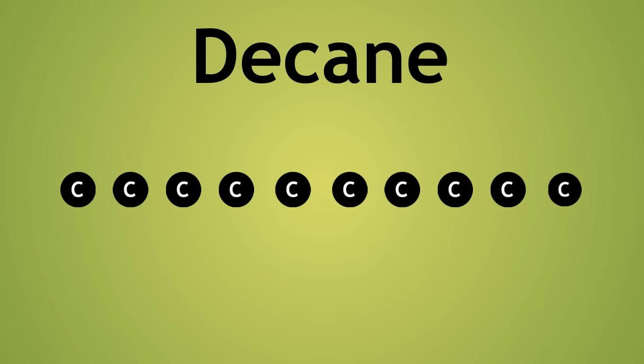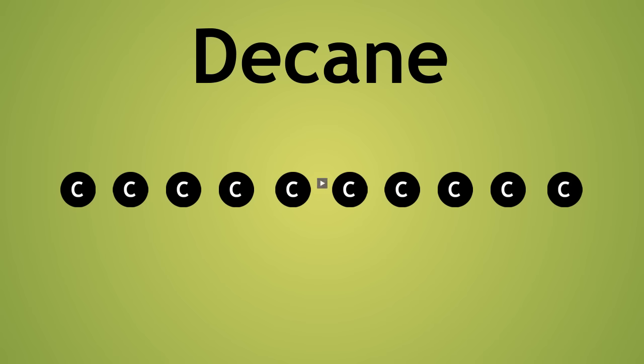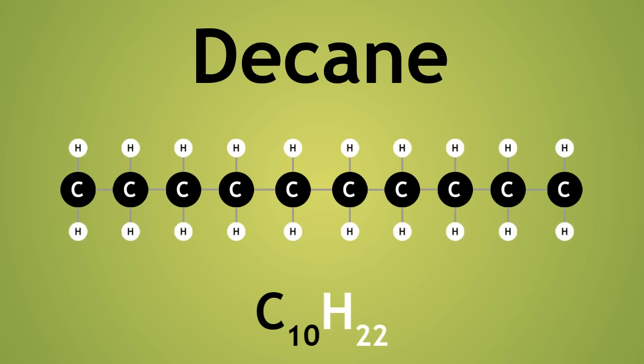Using this, we can find the molecular formula of other alkanes. For example, decane, an alkane with 10 carbons. Pause the video now and use the general formula to work out the structure of decane. You should have got the answer C10H22, where n equals 10 for the 10 carbons, therefore 10 multiplied by 2 equals 20, plus 2 equals 22 hydrogens.